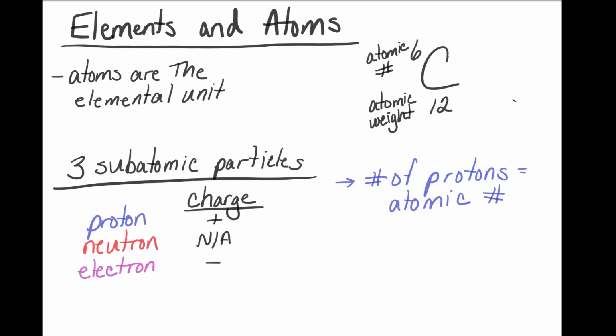Now, all atoms are electrically neutral, which means that the number of positively charged protons has to equal the number of negatively charged electrons. So we know that the atomic number, not by definition, is the number of protons, but the atomic number also equals the number of electrons in that atom. And I'm just going to abbreviate electrons with a lowercase e with its associated electrical charge being negative.